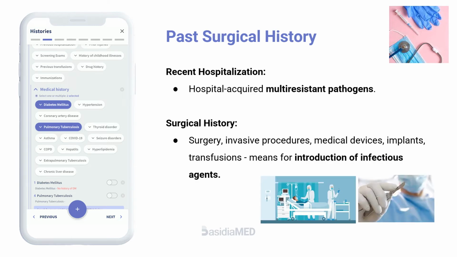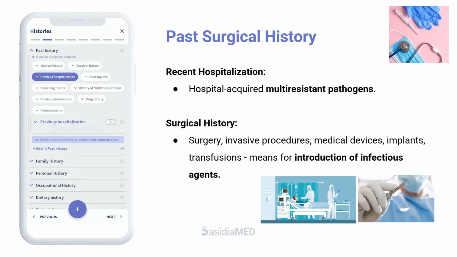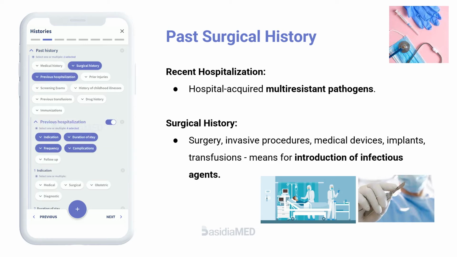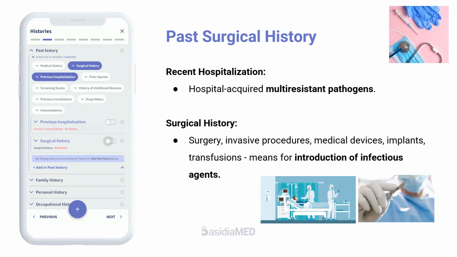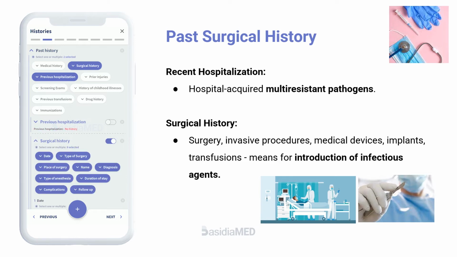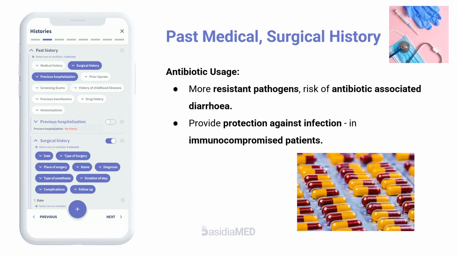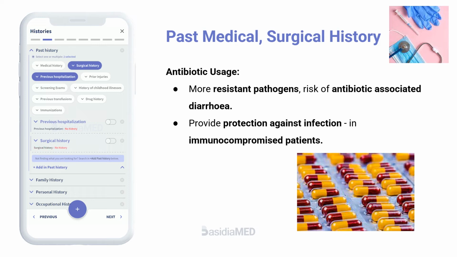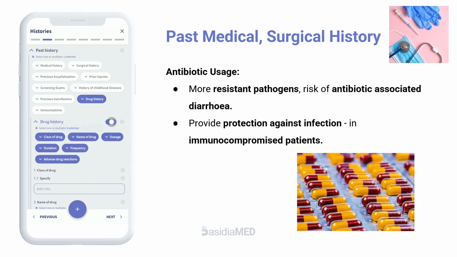Recent hospitalization and surgical history. Recent hospitalization is associated with hospital-acquired multi-resistant pathogens. Surgery, invasive procedures, medical devices, implants, and transfusions all provide means for introduction of infectious agents. Antibiotic usage. Antibiotic use may select for more resistant pathogens and increase the risk of antibiotic-associated diarrhea. Antibiotics may also provide protection against infection in certain groups of immunocompromised patients.